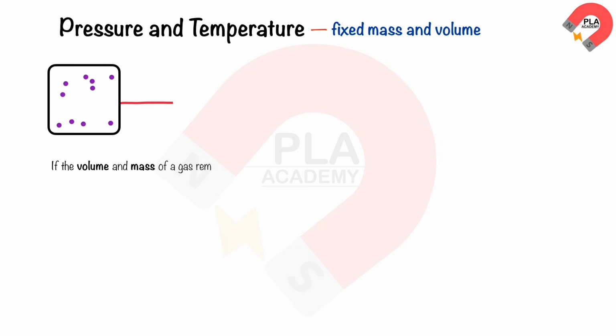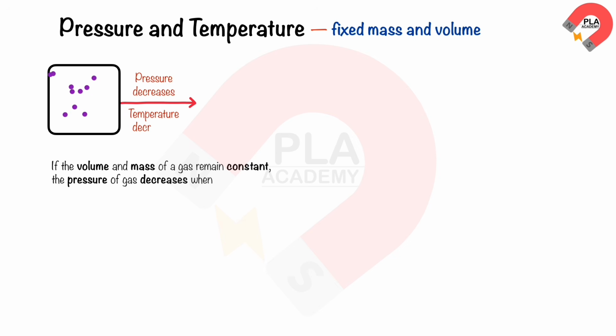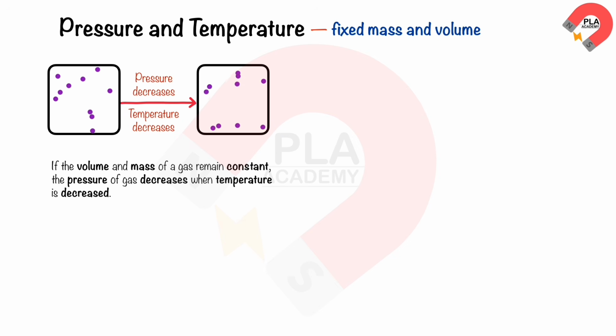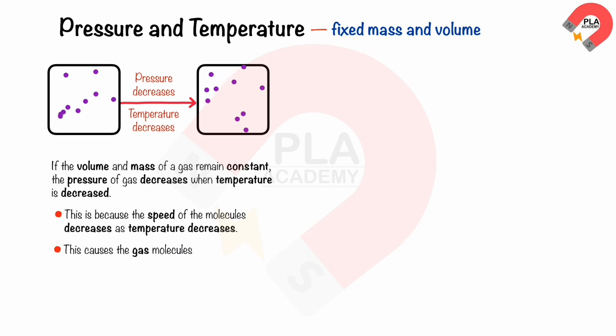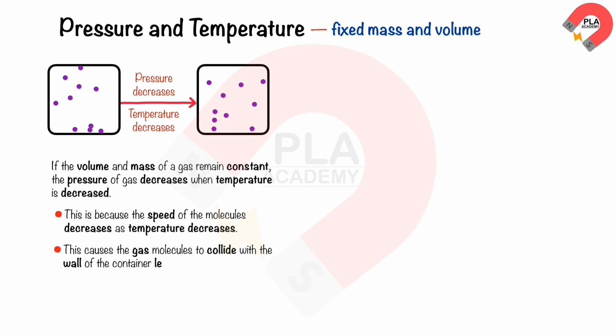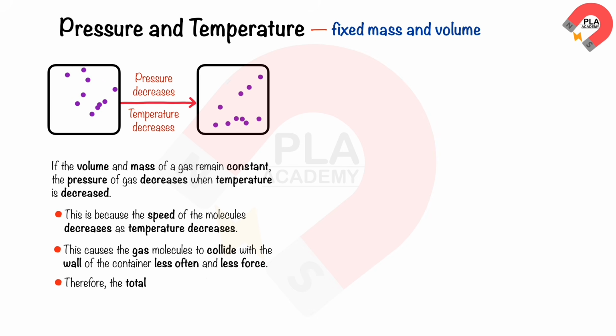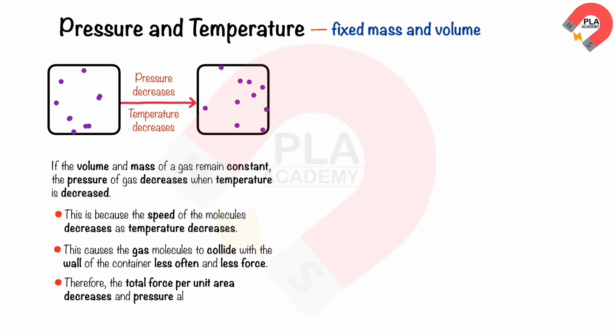The relationship between pressure and temperature of a gas, when the volume and mass of the gas are fixed. If the volume and mass of a gas remain constant, the pressure of the gas decreases when temperature is decreased. This is because the speed of the molecules decreases as temperature decreases. This causes the gas molecules to collide with the wall of the container less often and with less force. Therefore, the total force per unit area decreases and pressure also decreases.